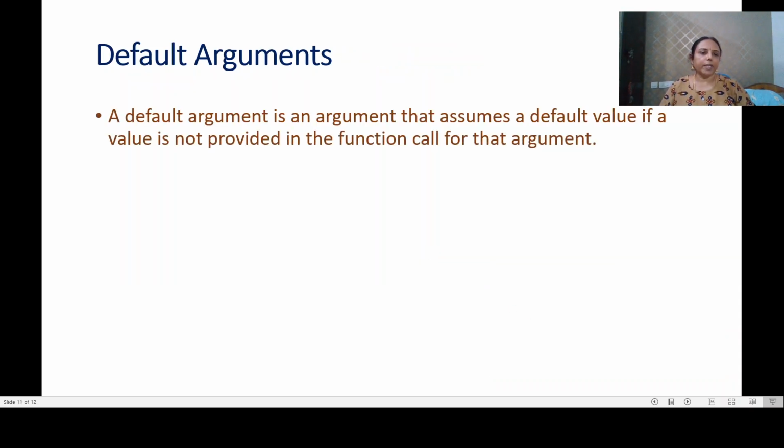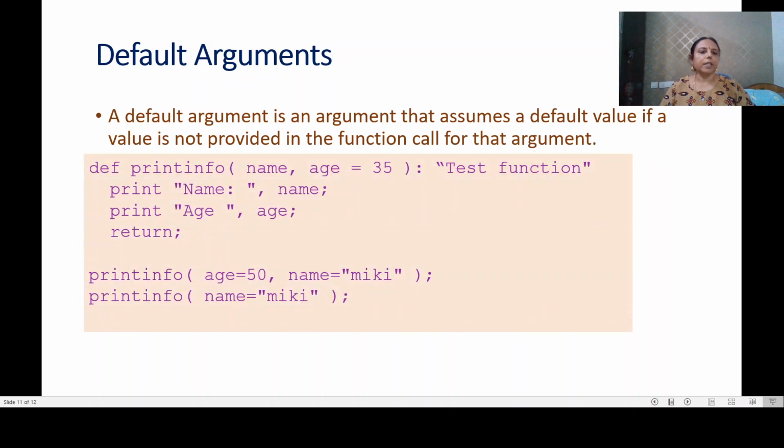And default arguments is another one, which will assume some default value if a value is not provided in the function call for that argument. Say for example, we have defined a function with name and age is equal to 35. So this is the default value which is assigned. When you call this function, if you pass both the parameters, then it will take those values. If you don't pass the value for this age parameter, by default it will take it as 35. So that is the meaning of default arguments.